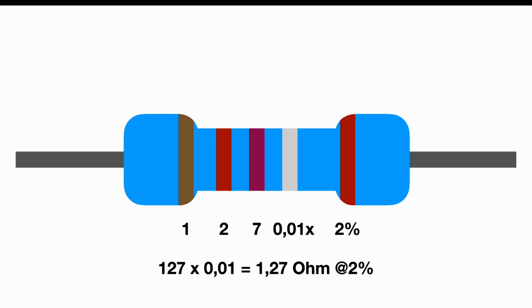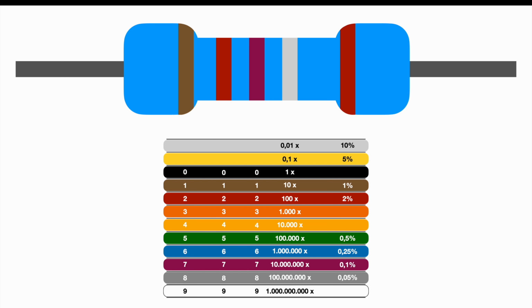So the number of the rings depends on the digits you need for the value, and the way the rings are arranged or positioned really depends on the manufacturer. But let's dive into the color code. To identify all those colors, there are normally a bunch of tables available. Those are all representing the same thing, but may be arranged or visualized in a different way.